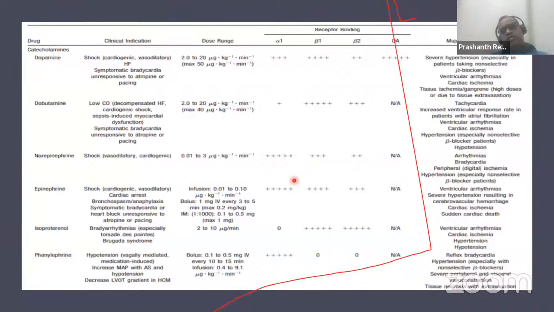Epinephrine has got high alpha 1, beta 1, and beta 2 actions. So it is more prone to cause arrhythmias when compared to other agents. Isoprenaline, if you see, has action only on beta 1 and beta 2. There is no alpha action. And similarly, phenylephrine has only alpha action, no beta 1 and beta 2.